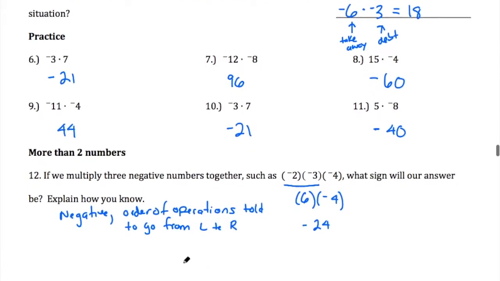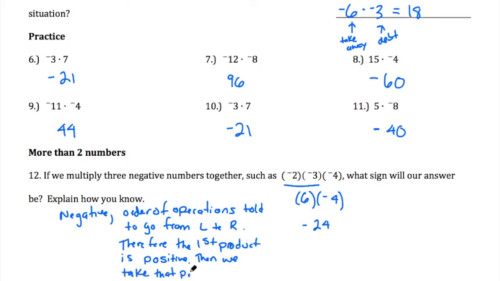And because of that, I'll say therefore, the first product is positive. Then we take that product and we multiply it by a negative to get a negative.